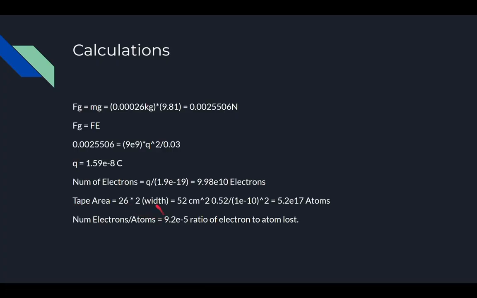Then, using the tape's area, which is 26 times 2 centimeters, which is the width, we get 52 centimeters squared, or 0.52 meters, divided by, we're given this in the actual lab experiment, that the tape has a length of 1 times 10 to the negative 10, which we then square to get the area, and divide the areas to get 5.2 times 10 to the 17th atoms. And then dividing electrons by atoms, we get 9.2 times 10 to the negative 5th ratio of electron to atom lost.